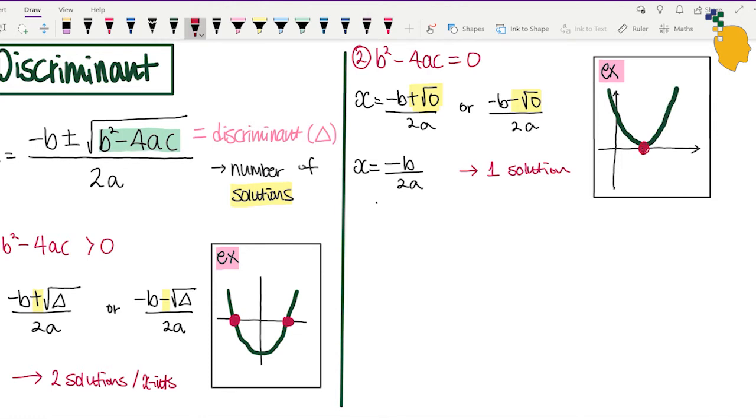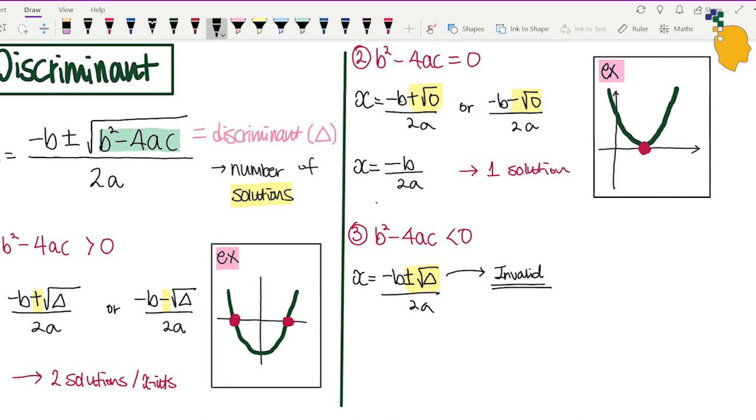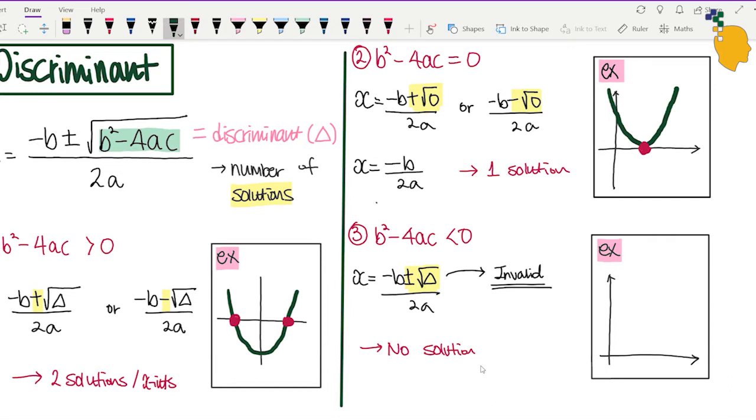The last case is when your discriminant is negative. From the quadratic formula, x is negative b plus or minus root discriminant over 2a. But as I mentioned before, inside the square root we can't have a negative value. That's called a non-real value, so that's invalid. So if the discriminant is negative, you're not going to have a solution. And on your graph, it'll look like this. Your graph will float. It's not going to touch your x-axis.